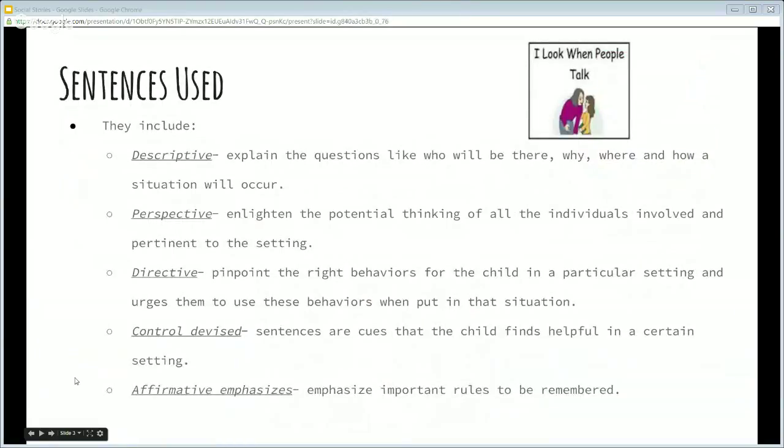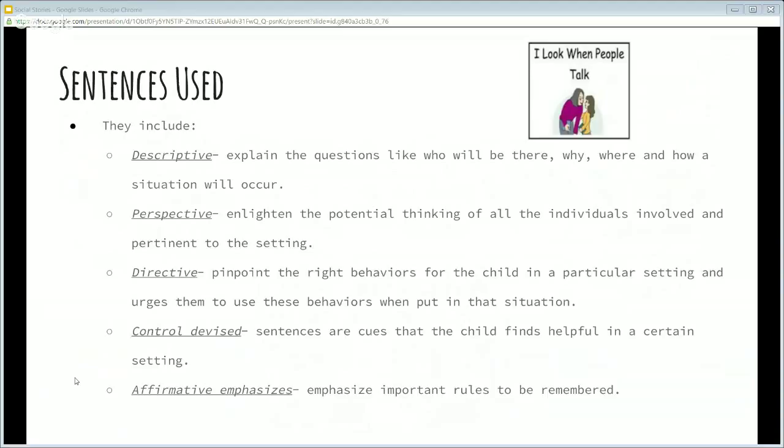So there are many different types of sentences used within social stories. First, we'll start off with talking about descriptive sentences. They are one of the most familiar sentences in a social story. What they do is explain the questions like who will be there, why, where, and how a situation will occur. An example of this would be, at school, most people go to the cafeteria for lunch.